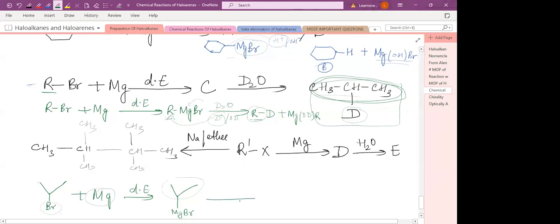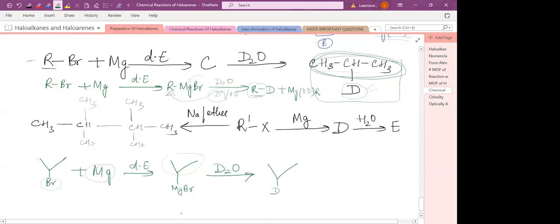Next step, deuterium oxide. Okay, so what will happen? You will get RD. What is R? R is your alkyl, this CH3, CH and CH3, and D is attached here. So this is your known. Basically, we have to find the C. What is C over here? So C is this. This is your C. Clear?